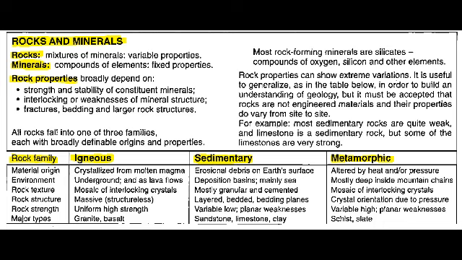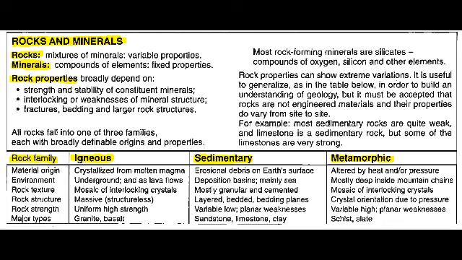Rock strength: uniform high strength, variable low with planar weakness, variable high with planar weaknesses. Major types: granite and basalt are the major types of igneous rocks. Sandstone, limestone, and clay are the major types of sedimentary rocks. Schist and slate are the major types of metamorphic rocks. Most rock forming minerals are silicates, compounds of oxygen, silicon, and other elements.